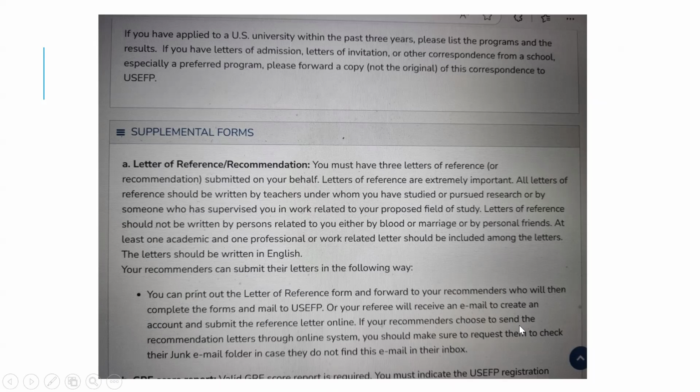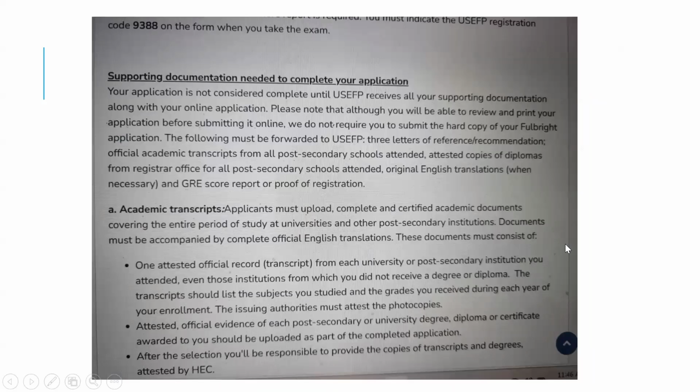If your recommenders choose to send the recommendation letters through the online system, you should make sure to request them to check their junk email folder in case they do not find this email in their inbox. Sometimes it happens that a particular email does not land in your recommender's inbox, but it may go in the junk folder. So it's important to let them know to check their junk folders.